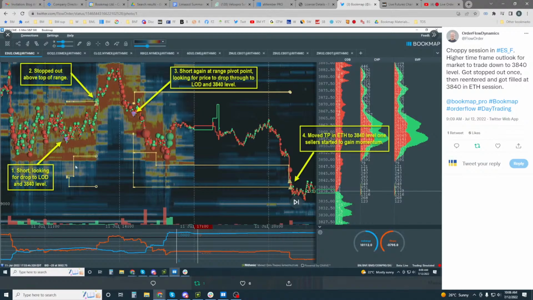I am looking for the drop, first target at the low of the day, second target the higher time frame level, our 3840 level that we were looking at and talked about yesterday. Okay, I got stopped out. I put my stop above the range here, thinking that if price does go above here, likely it will test back up to the top of the open here, which is what it did. So I gave it a shot. I had my reasons for my stop. I got stopped out. I noticed that the selling came back in, and then we're down to our pivot lines.